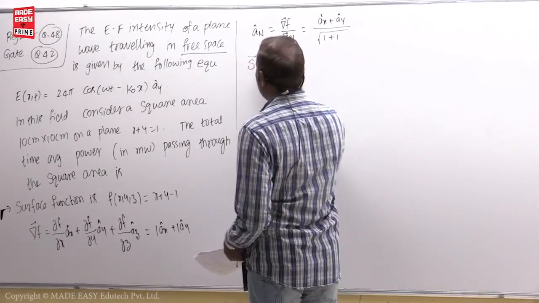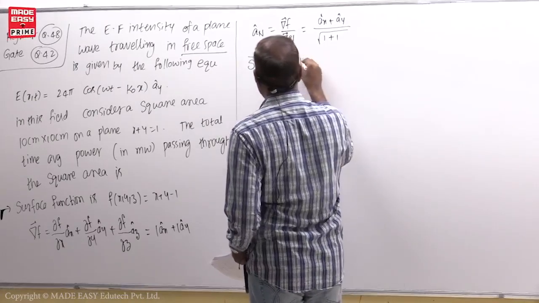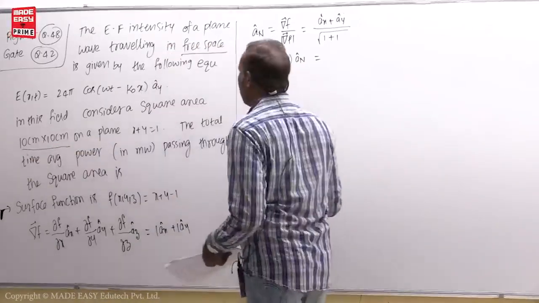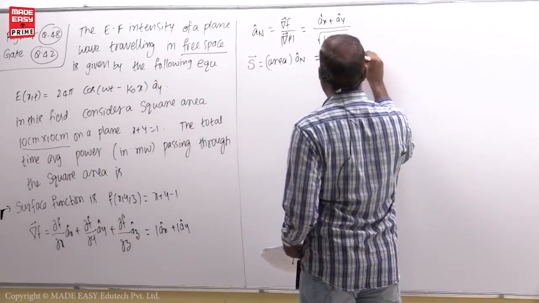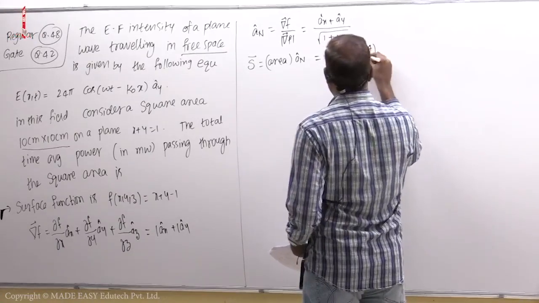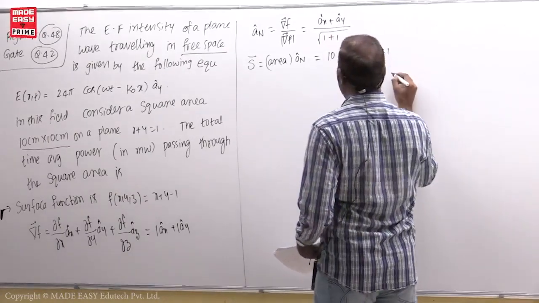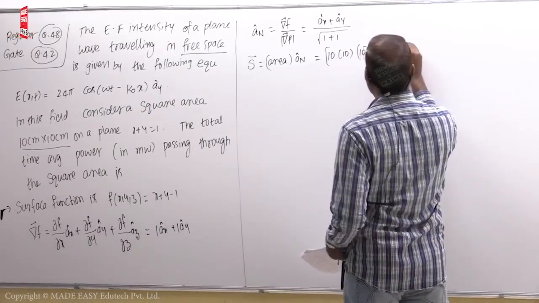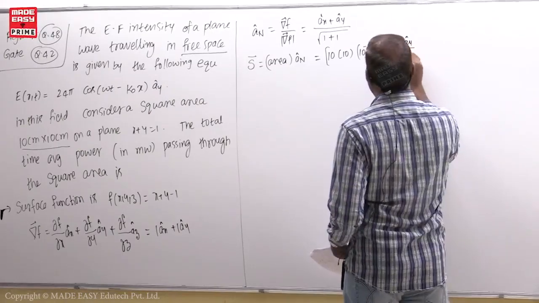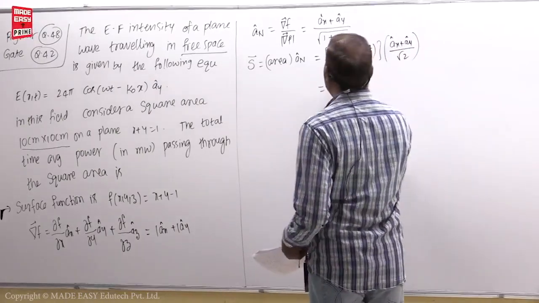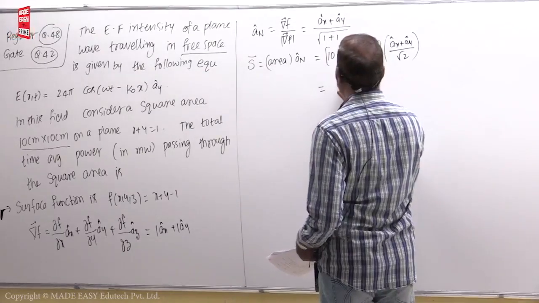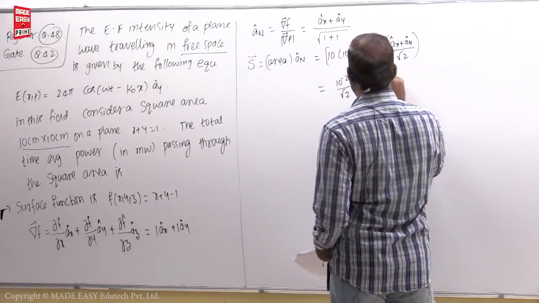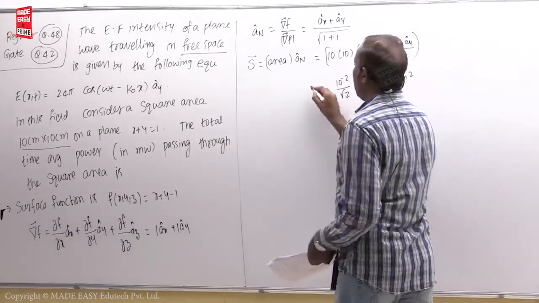Now the surface vector s bar is equal to area into normal unit vector. Here the area is given as 10 into 10, which is 10 to the power minus 4. Then ax plus ay divided by root 2. So this is 10 power minus 2 divided by root 2 times (ax plus ay) meter square, the surface vector.